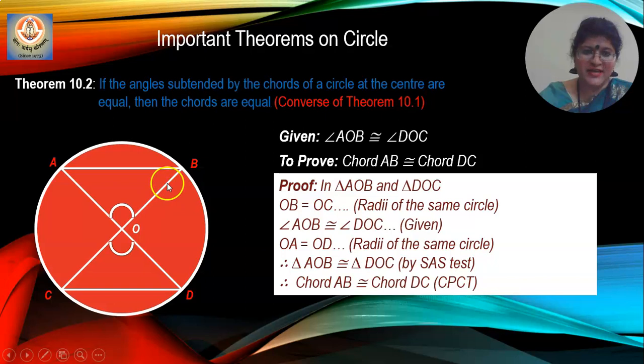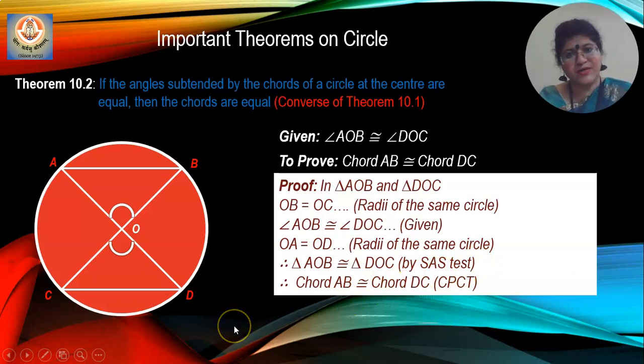OB of this triangle is congruent to OC of this triangle, and they are the radii of the same circle. Similarly, OA of this triangle is congruent to OD of this triangle. And why are they congruent? Because they are the radii of the same circle. Therefore, the two triangles become congruent by SAS. This is a test of congruency. And if the two triangles are congruent, then the corresponding sides or the corresponding angles will also be congruent. So chord AB will therefore be congruent to chord CD because they are the corresponding parts of congruent triangles. This is what we need to prove.